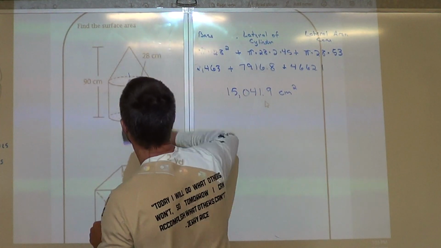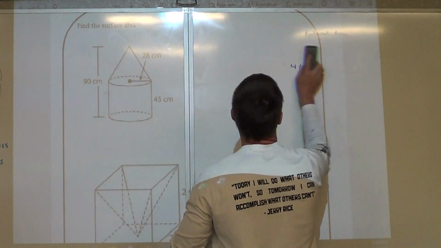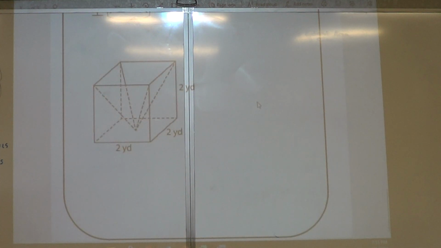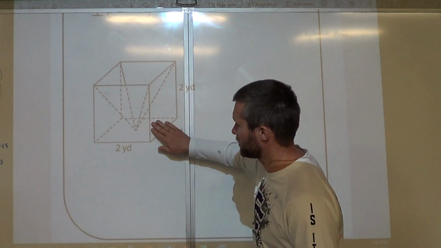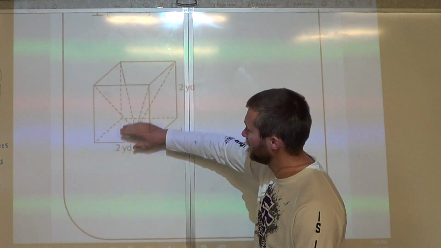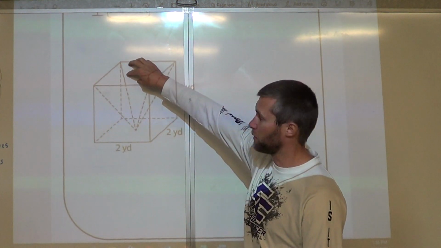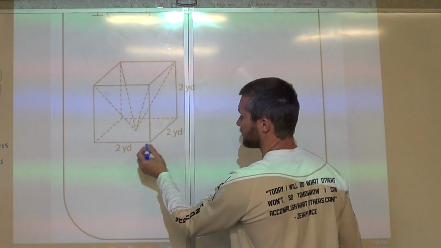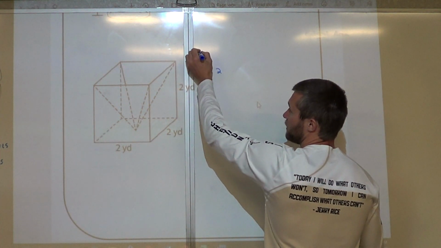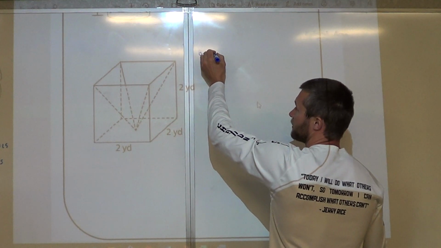Last one. Now we have a pyramid and a cube. We want to find, again, the surface area of this object. We need the surface area of this cube, but not this top because it's going to be open. So I'm going to find the area of this base right here. I'm going 2 times 2. So this is the bottom, the area.